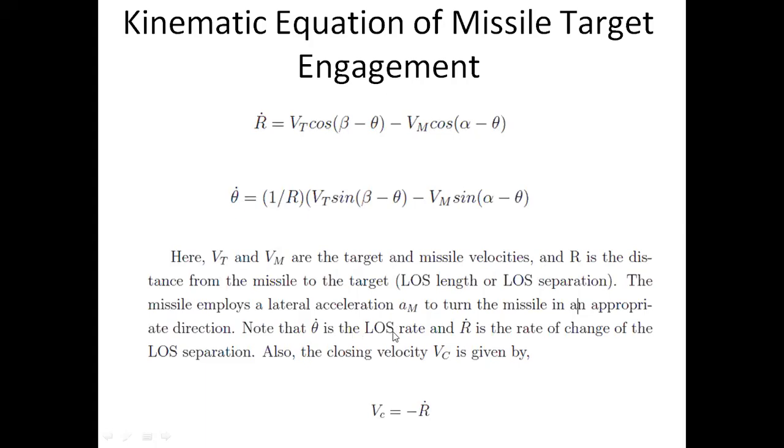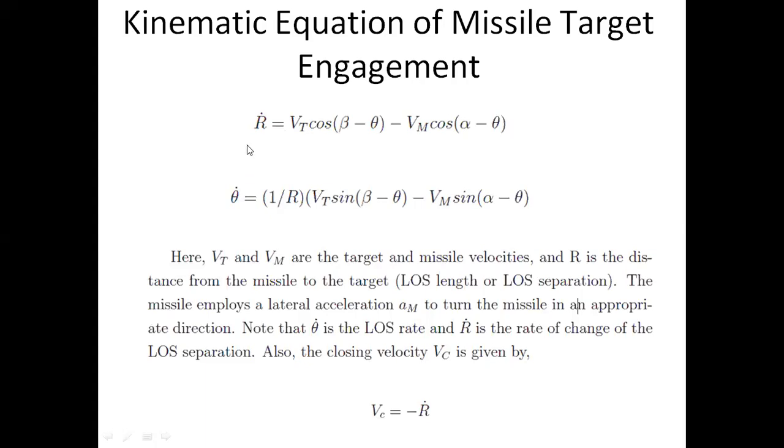Now theta dot is the LOS rate and R dot is the rate of change of LOS separation. So these are the two generalized equations we get for a given geometry or given missile and target engagement, where R dot is the rate of change of line of sight range and theta dot is the line of sight rate.